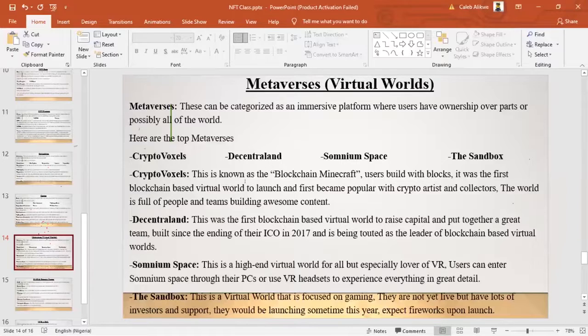Then Somnium Space is the high-end virtual world for all and most especially lovers of virtual reality. Users can enter with their PC or a virtual reality headset and experience a whole new world in great detail.